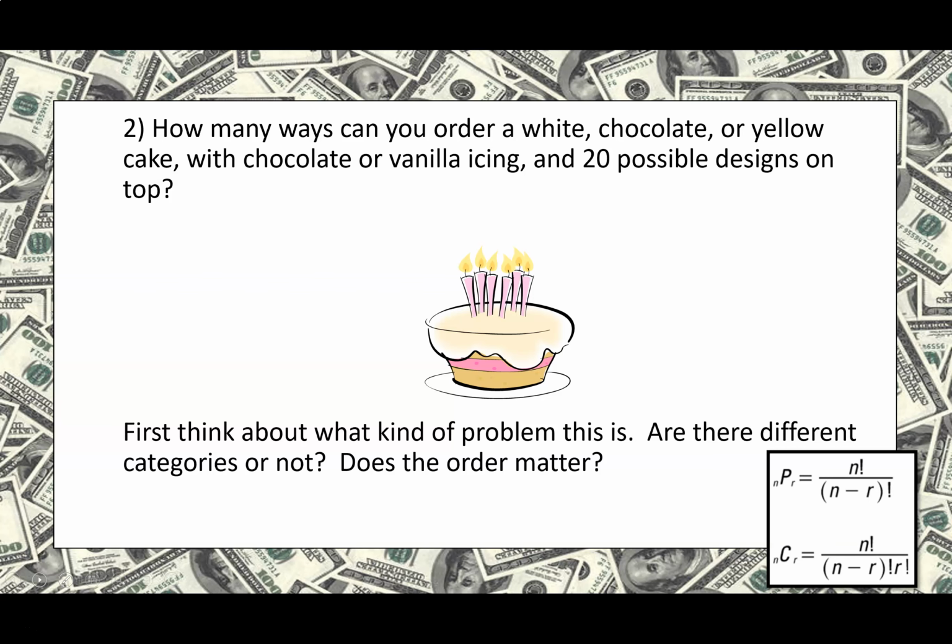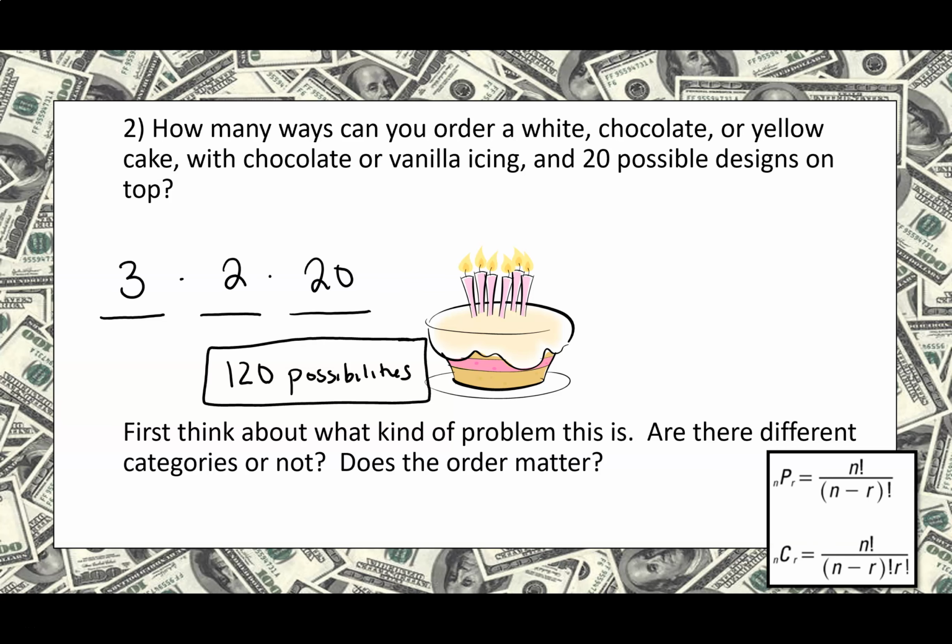All right, this one's a little tricky because I kind of tricked you here. It's not actually a permutation or combination. It's actually a counting problem, right? We're trying to figure out how many possible designs are on top. This is actually one of those slots. We've got 3 slots. So we've got white chocolate or yellow cake. So we've got 3 options for that. And then we've got chocolate or vanilla ice cream. We've got 2 options for that. And then we've got 20 possible designs on top. So 3 times 2 is 6 times 20 is, of course, 120 possibilities here.